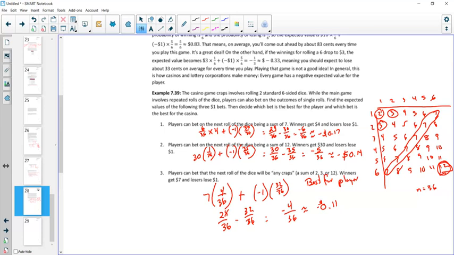Player loses the least. This is best for the casino. Note that in all three cases, the bettor is expected to lose, which is how casinos get all those expensive bright lights. And that finishes expected value. And that finishes our probability chapter.